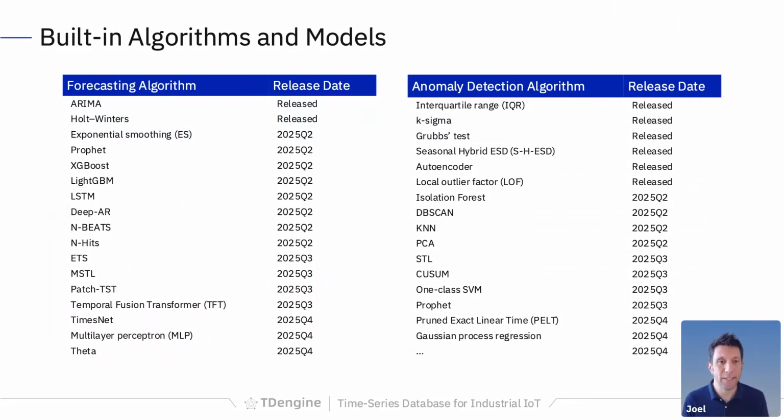TDgpt comes with a few models built in for anomaly detection and forecasting. We've already released 6 models, and we'll be adding almost a dozen more in the next few quarters in anomaly detection algorithms. But I have a list here of both the forecasting and anomaly detection algorithms.